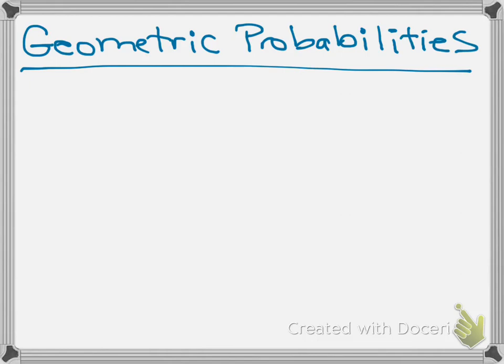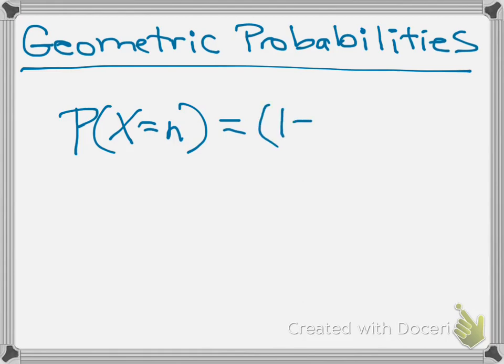One of the especially nice things about the geometric distribution is that the probability formula for it is really easy to remember. So anytime you're trying to calculate a geometric probability, again, that is the probability that the first success occurs on some trial, then the formula is going to be the probability that X equals n, where n is the number of the trial you're interested in. The probability that the first success occurs on the nth trial is simply equal to 1 minus p, and 1 minus p is the probability of failure. If p is the probability of success, 1 minus p must be the probability of failure.